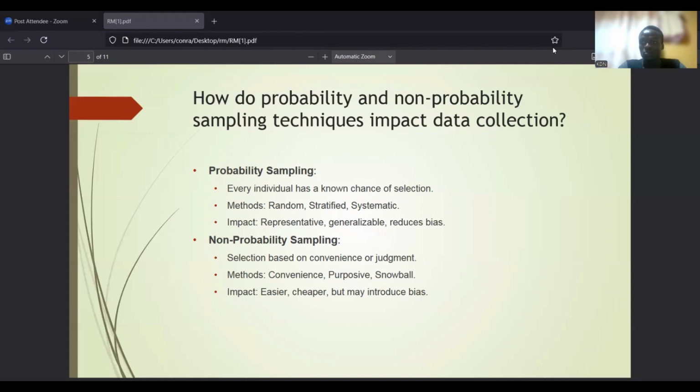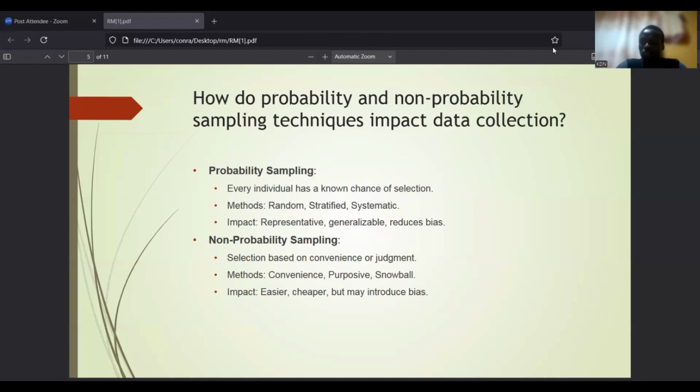The research could be biased to maybe teachers, social workers, something of the sort. Then for snowball, the trained participants get others, like it's kind of a distillation thing. Those who have been assessed train others and take part in the assessment. Then the impacts we have: it's easier due to convenience and cheaper, but may introduce bias because there's no randomness.